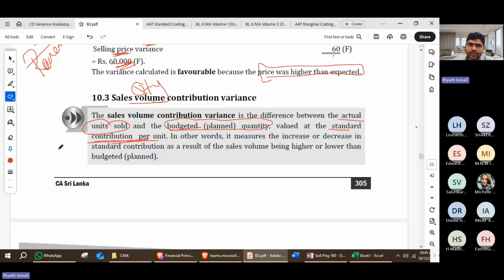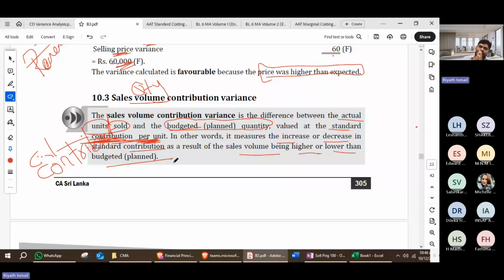Now here they use contribution, not price. They are not taken as a price; they take the contribution. In other words, it measures the increase or decrease in the standard contribution as a result of sales volume being higher or lower than the budgeted.